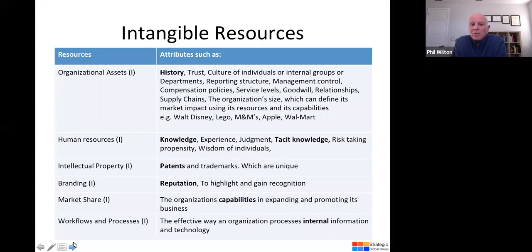So it comes down to the workflows and processes. And that's the effective way that you organize a company. Let me explain workflows and processes a little bit more. If you take a tree, the trunk of the organization is the tree, and coming off the tree is all these different branches. So all those different branches will be all the different parts of the company.